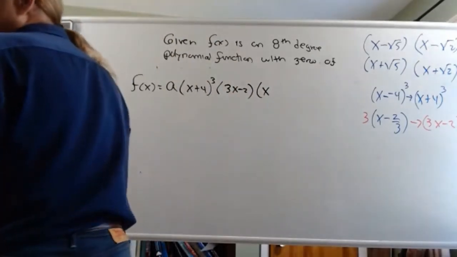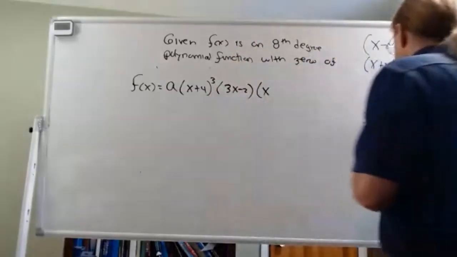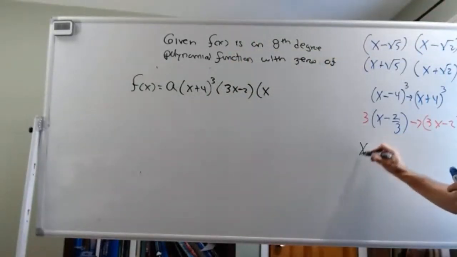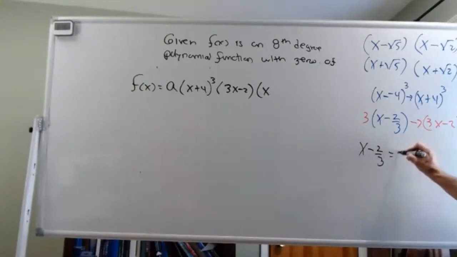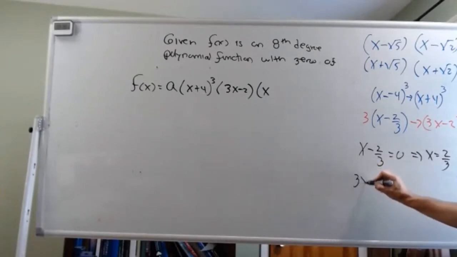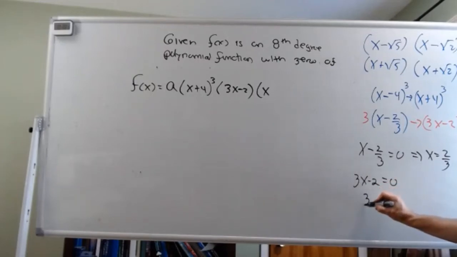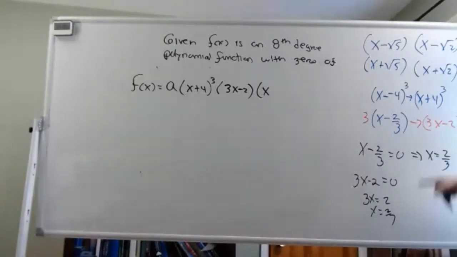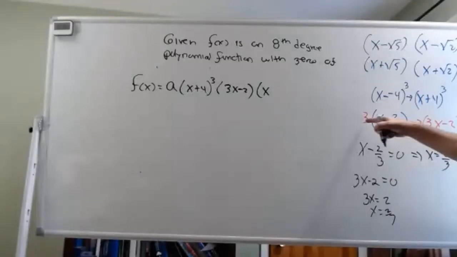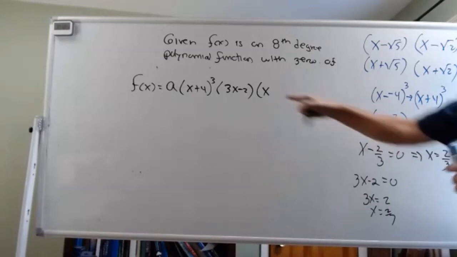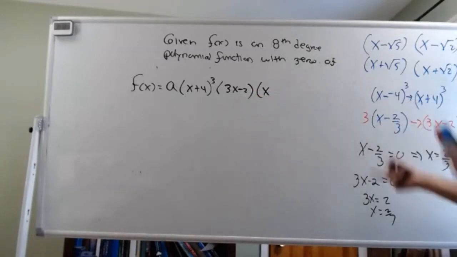Yes, Colin, question. Where did you get the 3 from? I just picked it to get rid of the 3 here. Notice, x minus 2/3 equal to 0 gives me the solution x equals 2/3. 3x minus 2 equal to 0, if I bring the 2 over, gives me 3x equal to 2, or x equals 2/3. Notice both of those give me the same 0. All I did was see the 3 there, so I multiplied through by 3 to cancel that out.